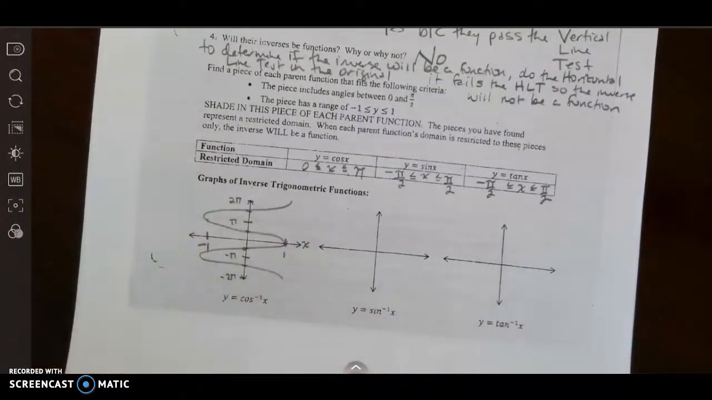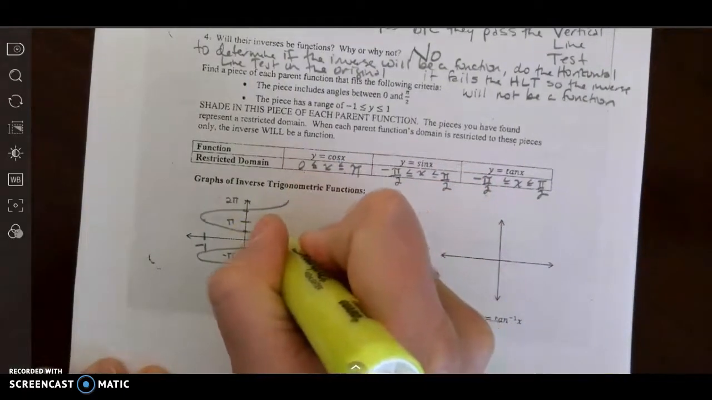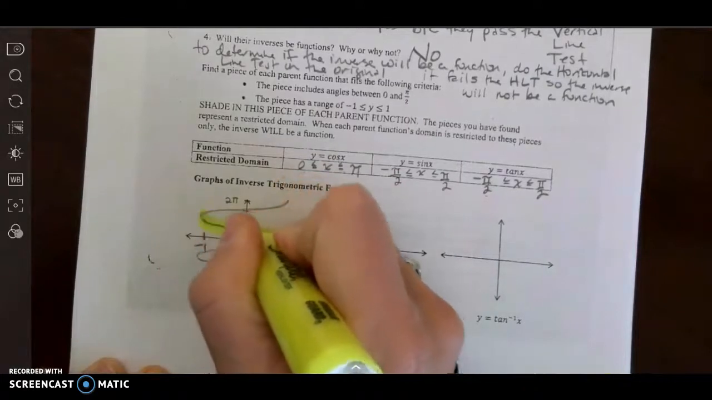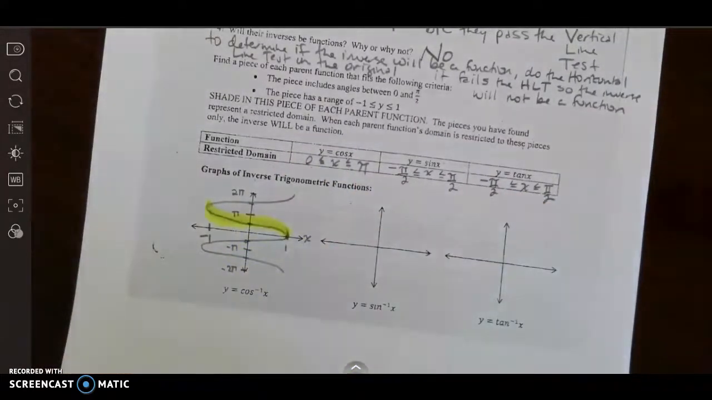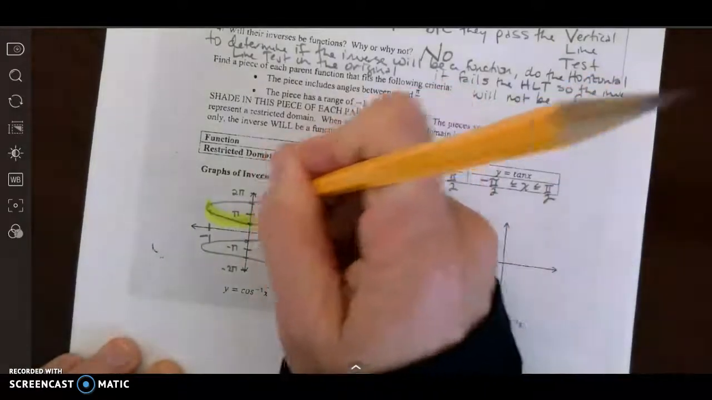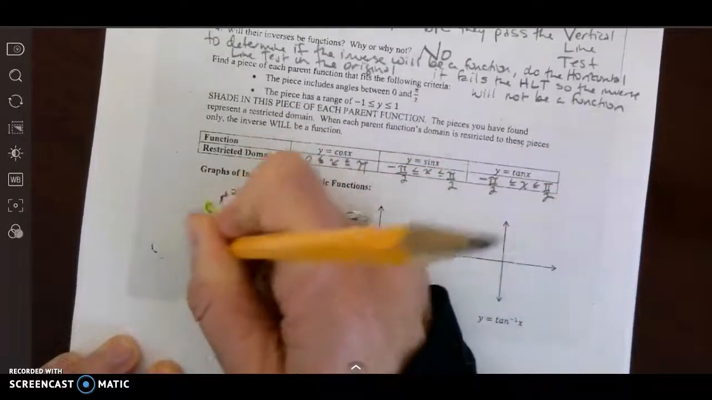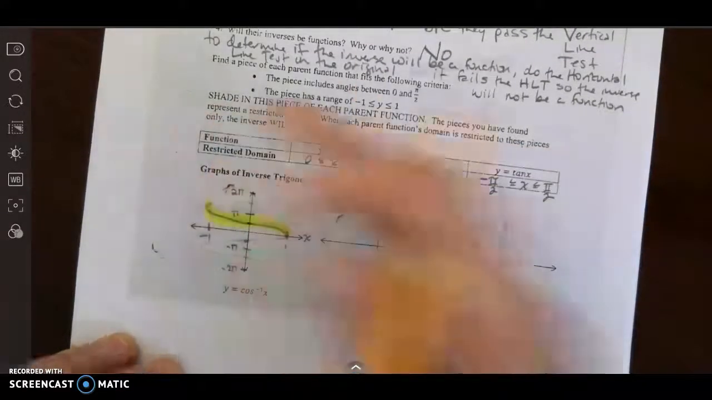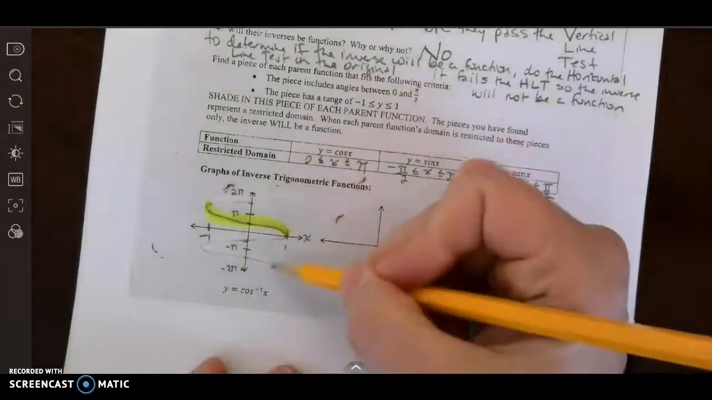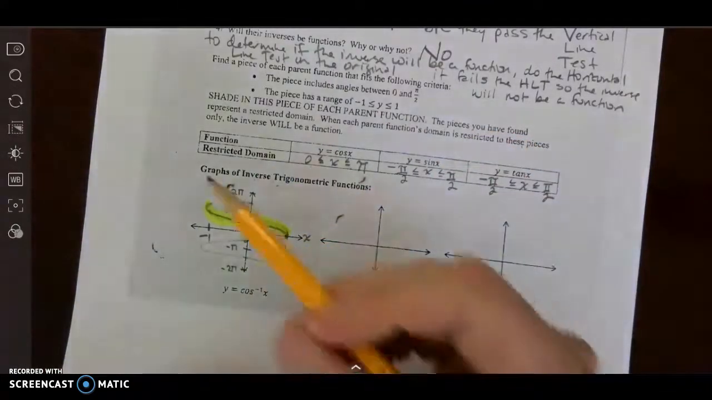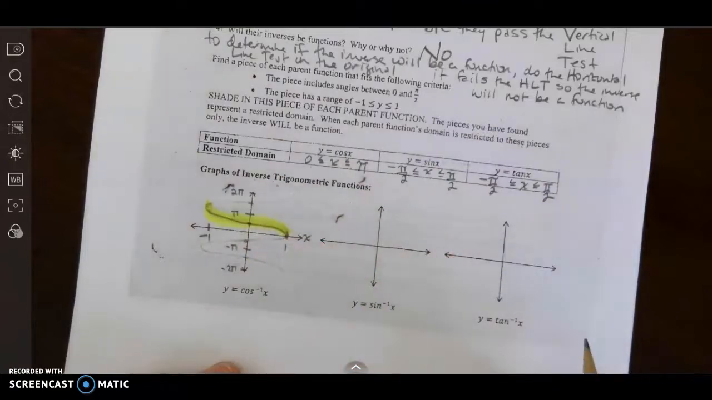I only want the piece that goes from 0 to pi. So when I'm going from 0 to pi, that's just here. That's the only piece that I want. So all of this is actually not there, which then makes it pass the vertical line test. So that is my inverse cosine graph. Okay.